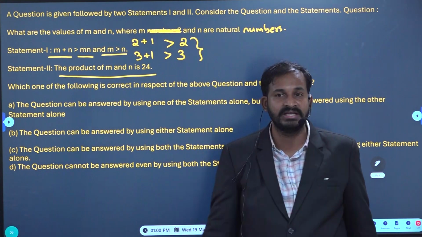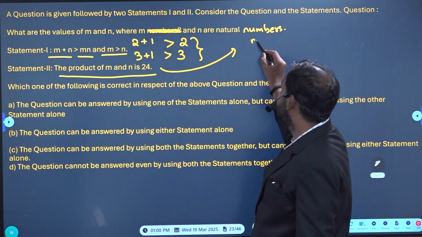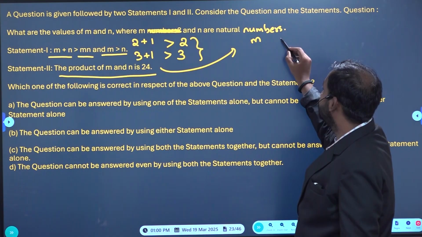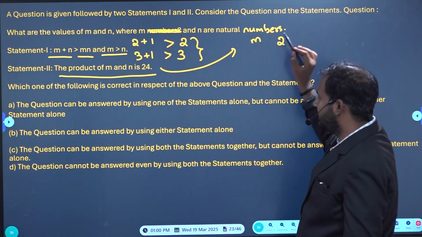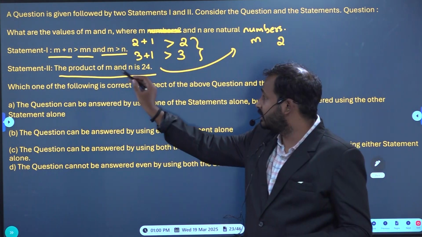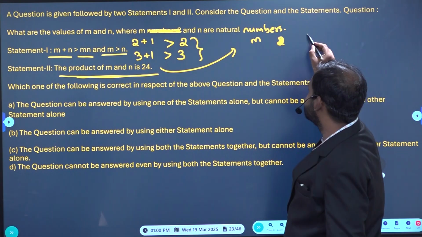The product of m and n is 24. Now the product of m and n should be what? 24. So what are the values I can take to get a product as 24? I can take m value as irrespective. Now don't consider m should be greater than n. It can be anything. Why? Because now we came to our statement 2. So by multiplying which two numbers I will get 24.